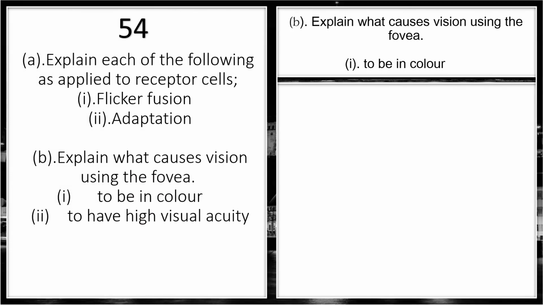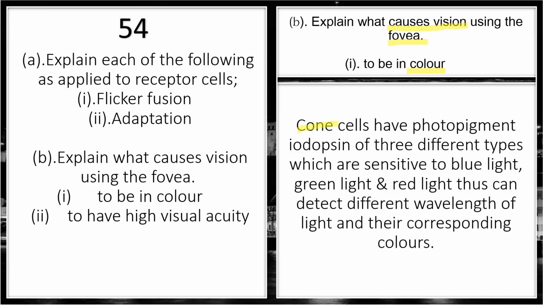Part B. Explain what causes vision using the fovea to be in color. Cone cells have the photopigment iodopsin in 3 different types, which are sensitive to blue light, green light, and red light, thus can detect different wavelengths of light and their corresponding colors.